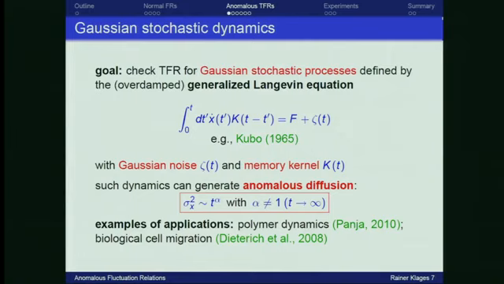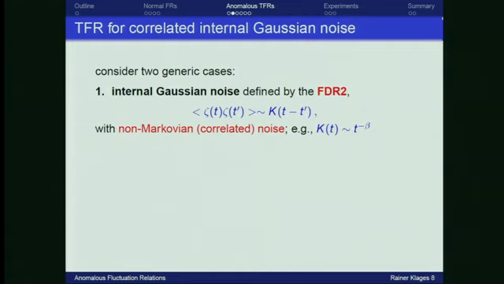Some examples of applications are polymer dynamics. In this case, the memory kernel has been calculated from first principles. It was not a simple power law, but I think a product of a power law and an exponential. And that's what I'm going to elaborate upon a little bit later, along with biological cell migration. Now I want to consider two generic cases of this type of dynamics.